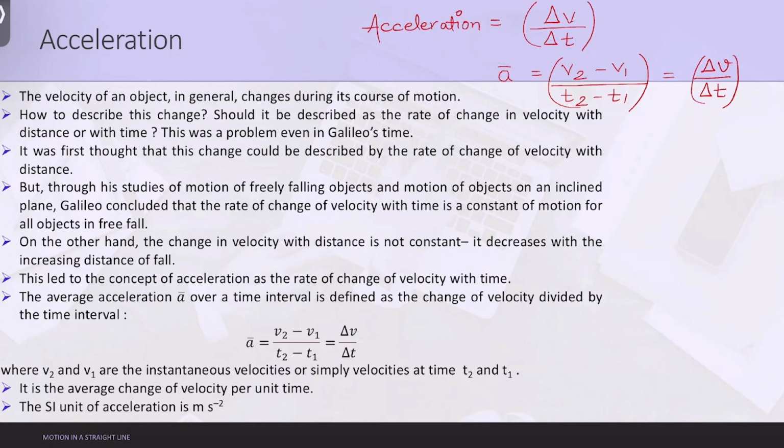And the SI unit of acceleration is meter per second. How did this come? So this is nothing but your meter per second, and this is your second. So that leads you to meter second inverse divided by second, which is nothing but equal to meter second to the power minus 2. Simple mathematics gives you the SI unit of acceleration as meter per second square. That is the unit of acceleration.